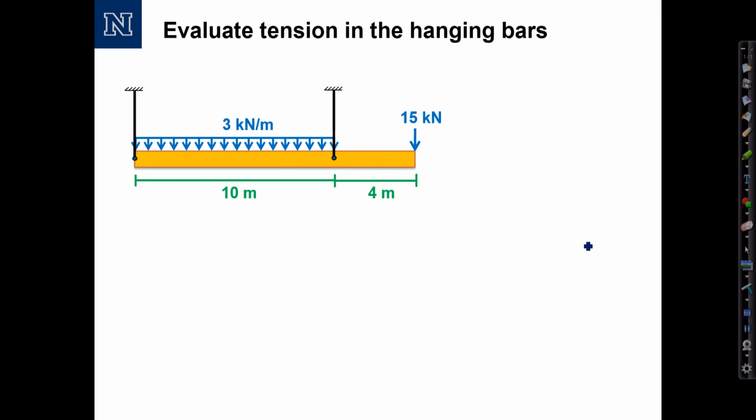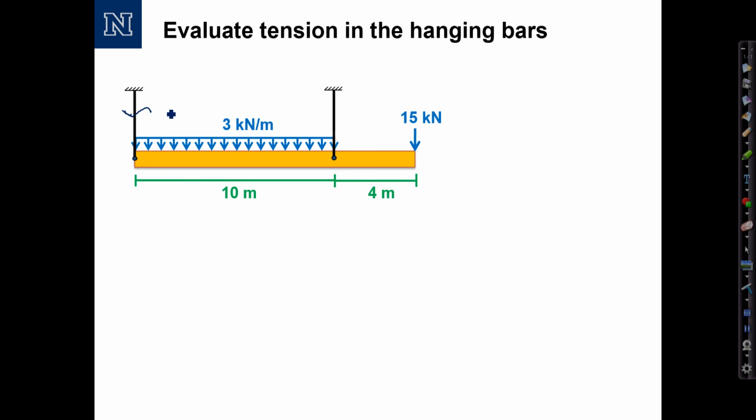Okay, last we look at this problem, which is very similar to the one before. Instead of having a pin support and a roller support, this beam with its loads is being supported by two hanging bars. And the question asks you to evaluate the tension in the hanging bars. We would do this very similarly as before. We consider tension to be an internal force, so we want to draw a free body diagram that will allow us to evaluate that tension.